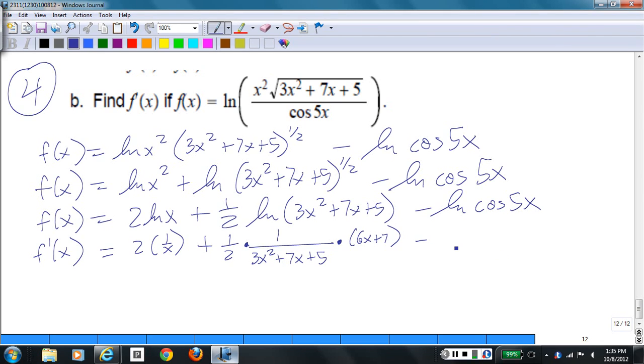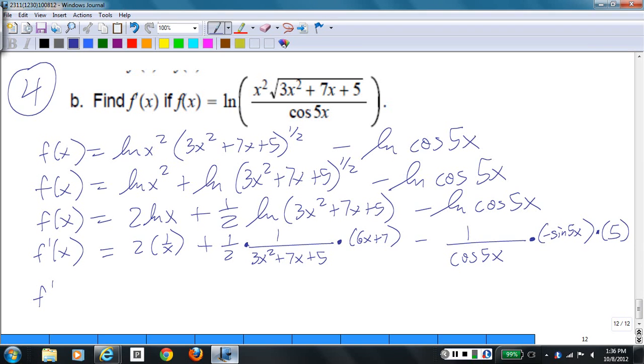Minus, again, 1 over that something, 1 over cosine 5x times the derivative of that something. Now the derivative of cosine 5x involves the chain rule. It's going to be negative sine of 5x times what? Times 5. Negative sine of 5x times the derivative of 5x. So I have to multiply by 5.